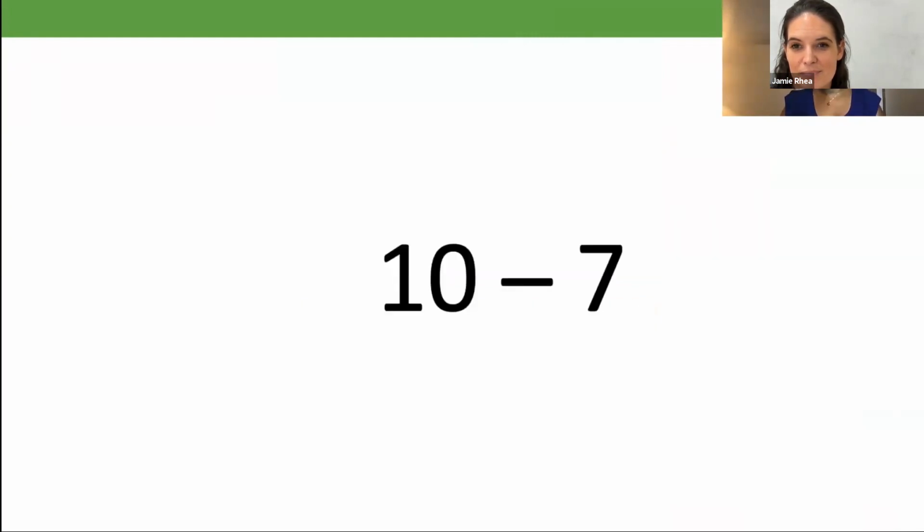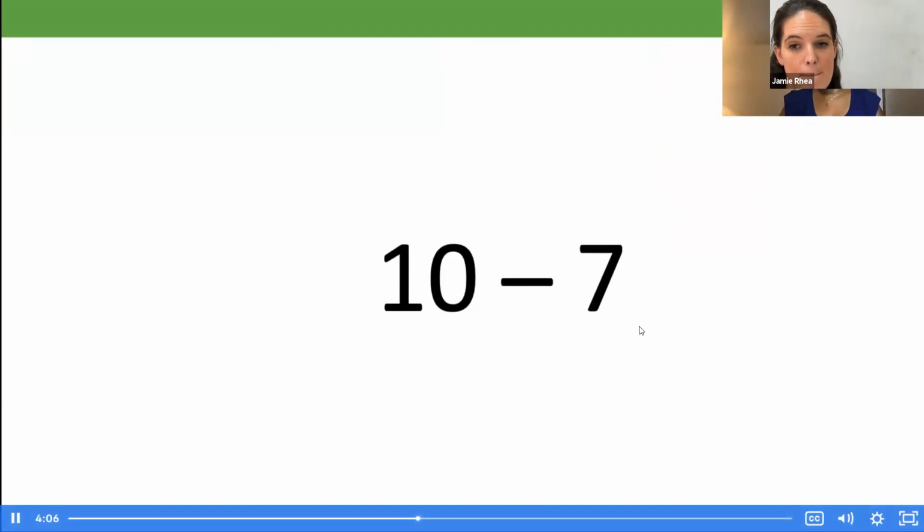Partner A, it's your turn again. Okay, let's do this. Use your B's to show me, partner B, the answer to this problem. Write the number synthesis and number bond on your board. Okay, here we go. Ready? 10 minus 7.